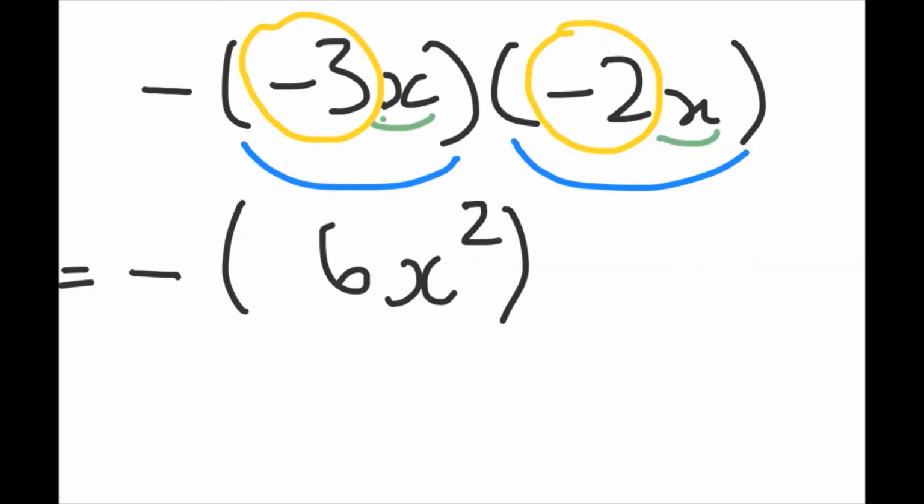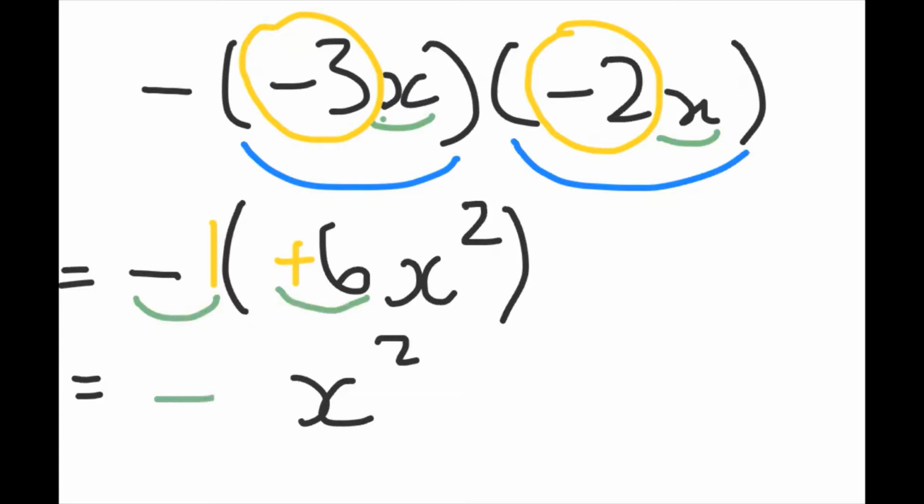But we still need to remove this bracket over here. To remove that, if there's nothing in front of the bracket, there's a 1. And if there's nothing in front of the 6, there's a plus. So now you actually see this becomes just the x squared. And then minus 1 times plus 6. That answer is minus 6.